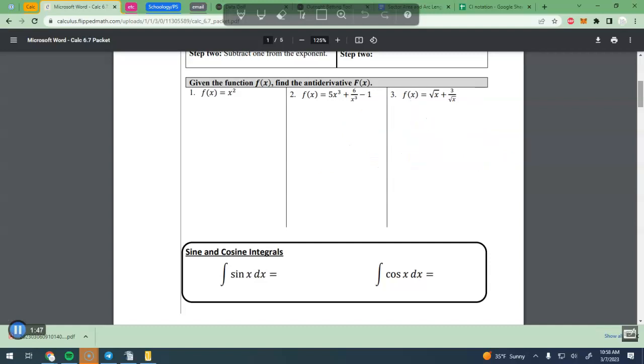Alright. So think back to trig, the trig derivatives. What did you take the derivative of to end up with sine? Because we're going in reverse. What did you start with if you took the derivative and ended up with sine? Negative cosine of x plus c. What did you start with if you took the derivative and then ended up with cosine? Sine of x plus c.